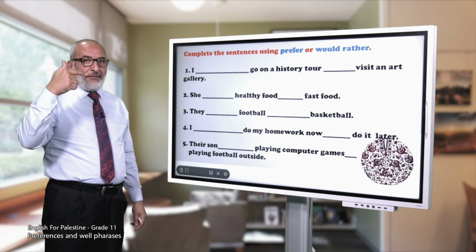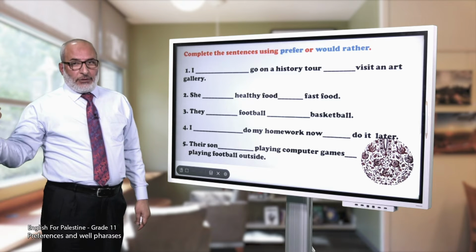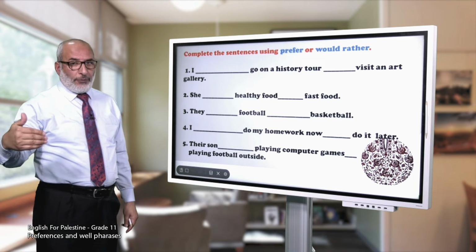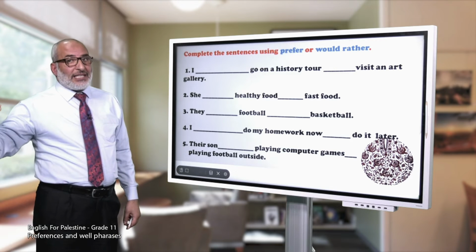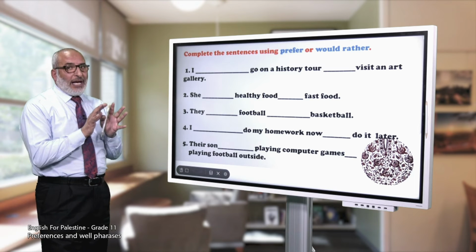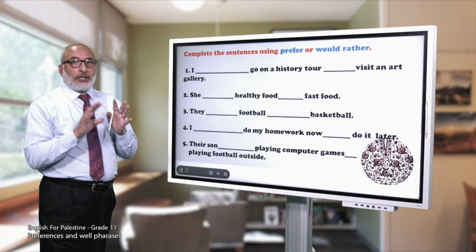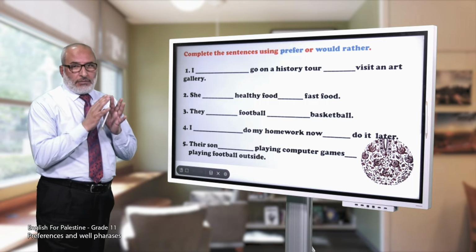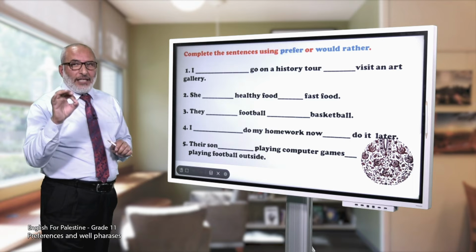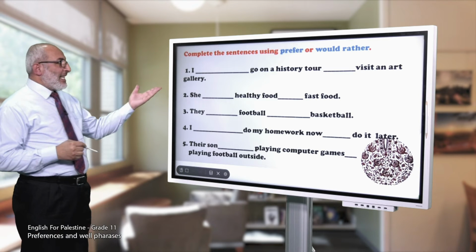Number one, prefer plus noun plus preposition to plus noun. The second structure is prefer plus the ing form plus to plus the ing form of the verb. The third one is somehow different. We use would rather plus the infinitive form of the verb, plus than plus the infinitive form of the verb. To practice more, let's do this activity.